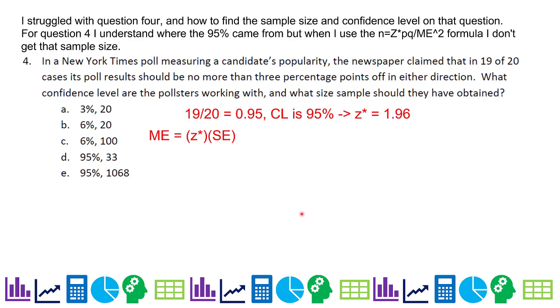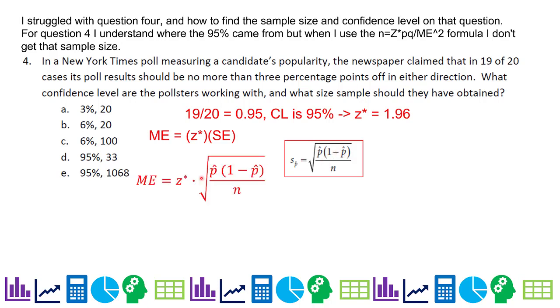So I need to find my standard error, which is this formula here, because we're doing just one proportion. That's the good news. We don't have the really ugly, messy one. And we're going to just substitute in here. Now we know this is 1.96. We know this is 0.03 because they say no more than 3 percentage points.